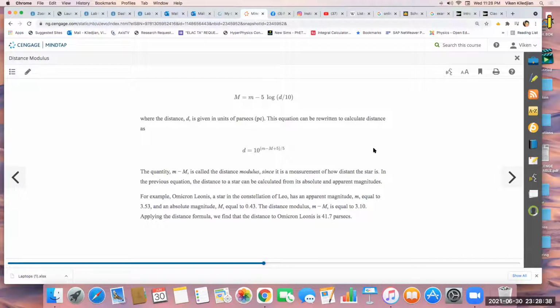m minus M. I wonder if they're wrong. For example, Omicron Leonis, a star in the constellation Leo, has an apparent magnitude m equal to 3.53. m minus M is going to be 3.10. Applying the distance formula, we find that the distance to Omicron Leonis is 41.7 parsecs. 10 to the power, so 3.10 plus 5.